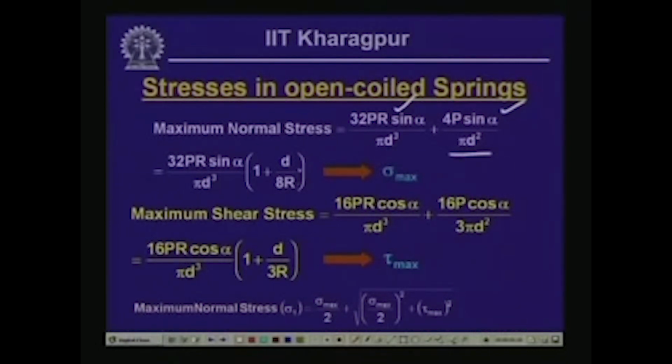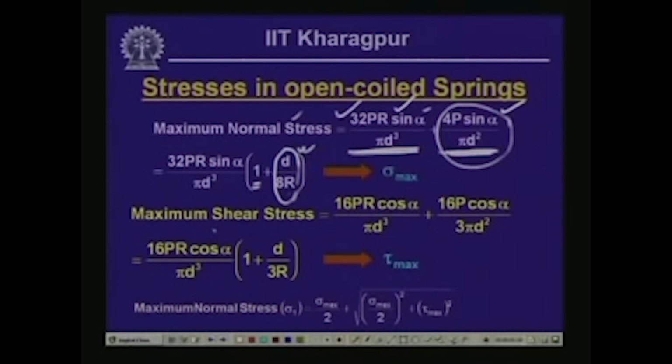Now, if you look into this particular ratio d divided by 8r, it is d by 4 times capital D, since twice r is the capital diameter, the nominal diameter of the spring. Now, this particular ratio is very small in comparison to 1. This indicates that the normal stress because of the bending is much higher than the normal stress because of the axial tensile pull. So, the contribution of the axial tensile pull in the normal stress is very insignificant in comparison to the normal stress that is being produced by the bending.